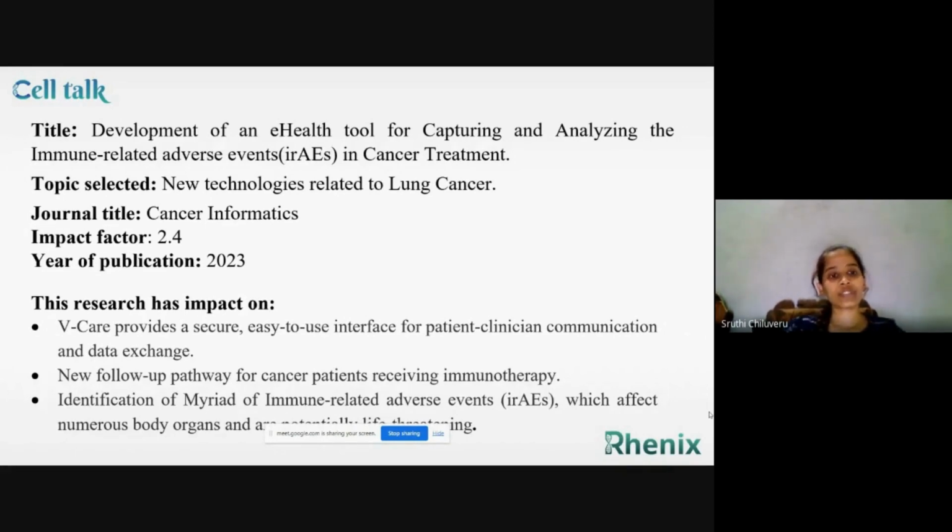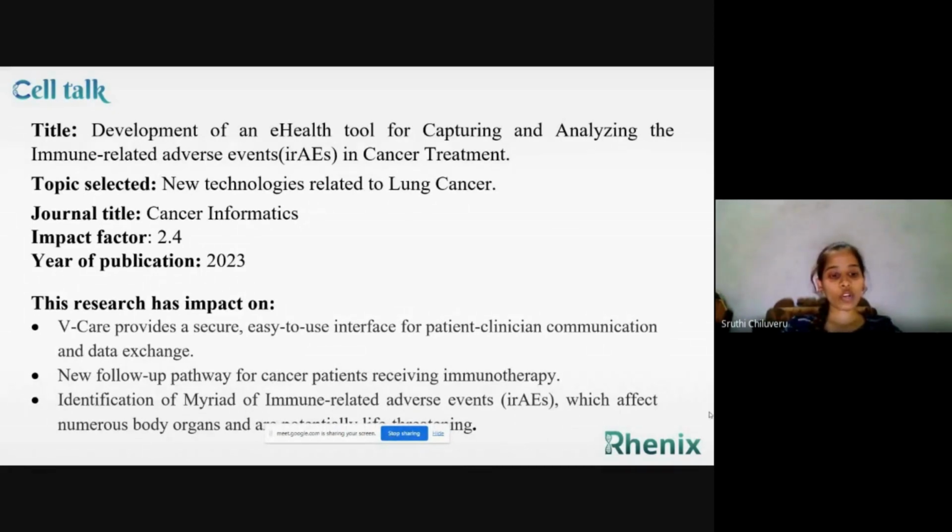which is selected from the topic New Technologies, which is related to lung cancer, from the journal Cancer Informatics, which has an impact factor of 2.4, and was published in the year 2023. This research article has an impact on VCare, which is a platform that provides a secure and easy to use interface for patient clinician communications and data exchange.